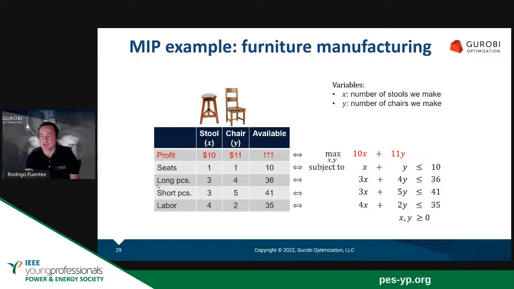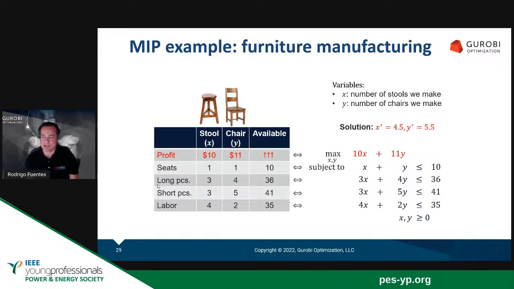What is the solution to this problem? We're not going to do this here. If we solve this problem with Gurobi or you do it by hand, you will find that the solution to this problem, the way it's written, is 4.5 and 5.5. If we solve this problem as a linear programming problem, the solution is 4.5 stools, 5.5 chairs.